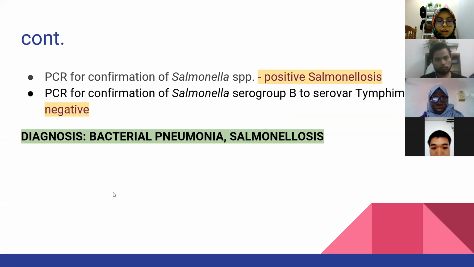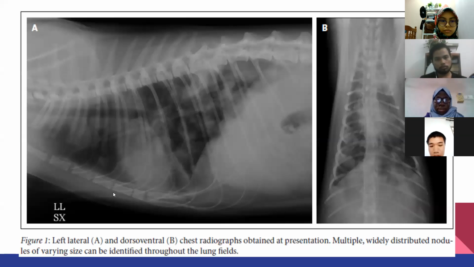After that, PCR was done to confirm the Salmonella species, which is a positive Salmonellosis, and another PCR was done to confirm Salmonella serogroup B serovar Typhimurium, which is very common in cats, but it is actually negative. So with the diagnosis done here, we can say that the cat has bacterial pneumonia, which is caused by Salmonellosis.